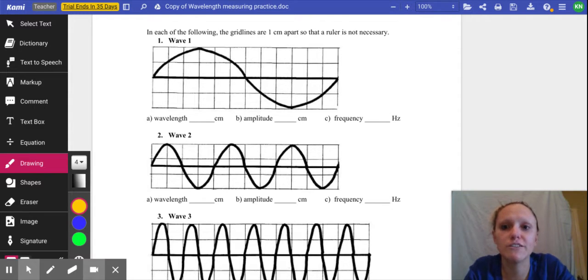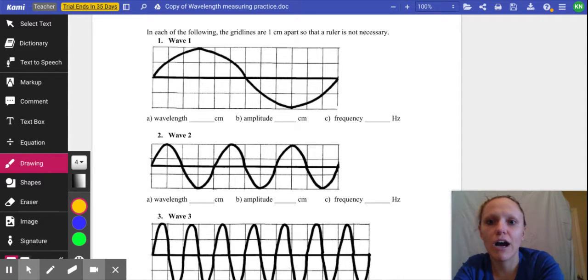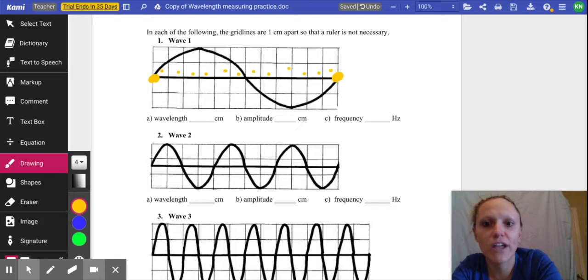So you're going to need to find one point and be able to measure it to the next same point. I'm going to start with this one right here, and then I know that the next same point is going to be all the way on the other end. So this is one full wavelength, and then all I need to do is count. So I've got 1, 2, 3, 4, 5, 6, 12. So my wavelength for number one is 12 centimeters.